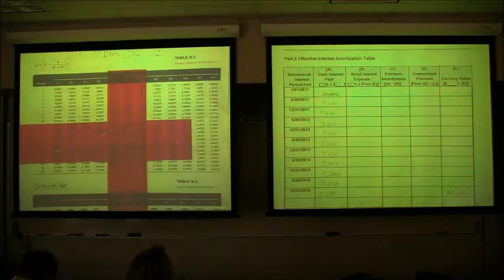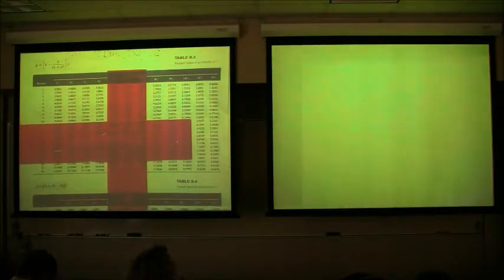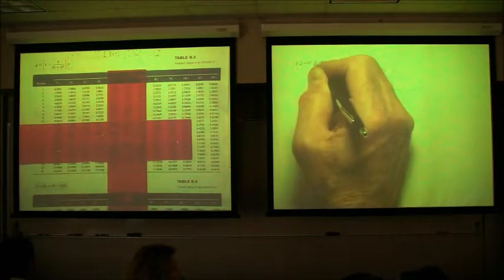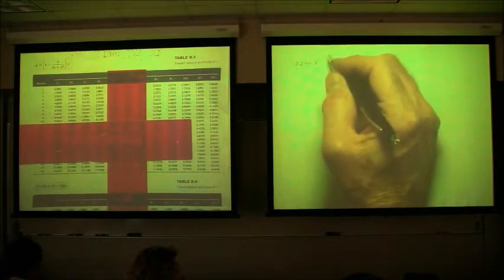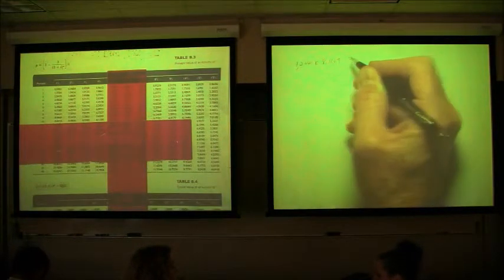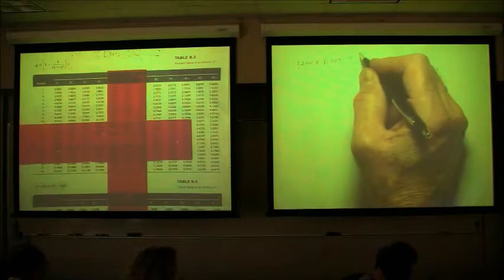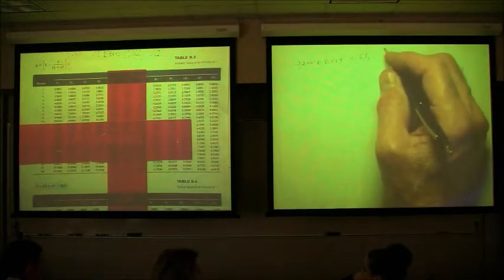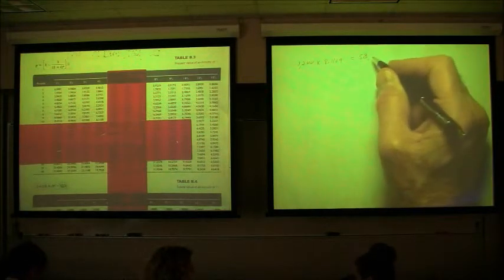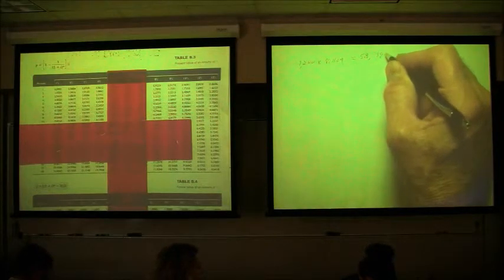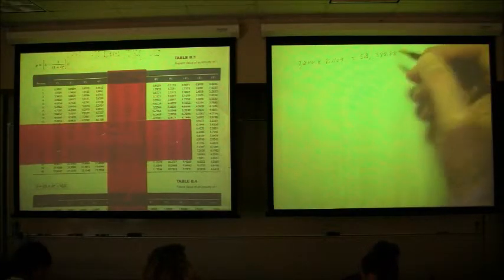So here's what I'll do. In this case, it's 7,200 times 8.1109. So the present value of all of those future payments at 8% compounded semi-annually is $58,398.88. Okay, and that's at 8%.